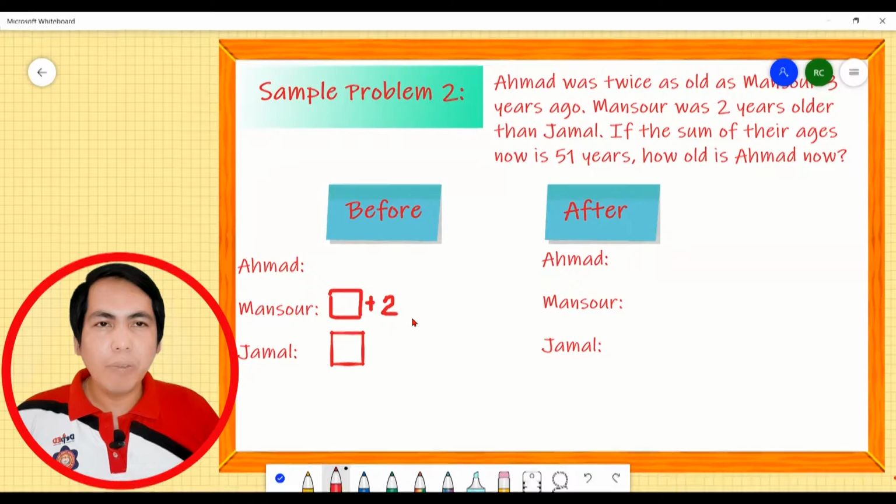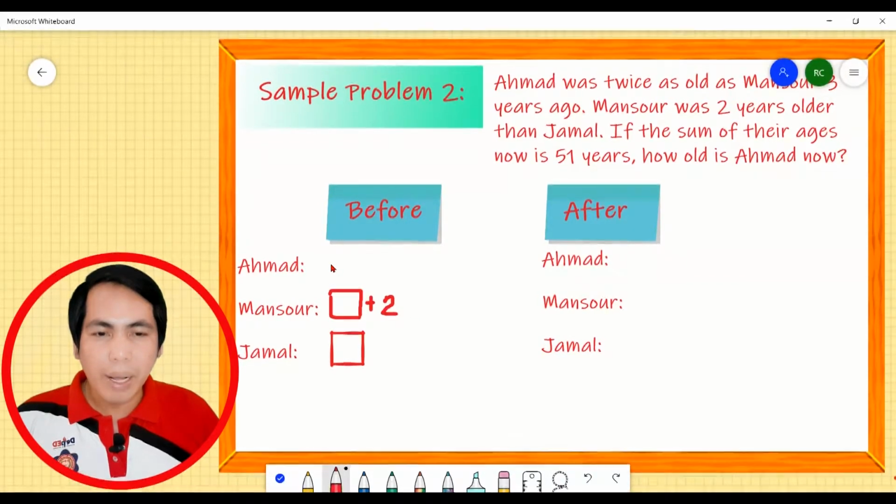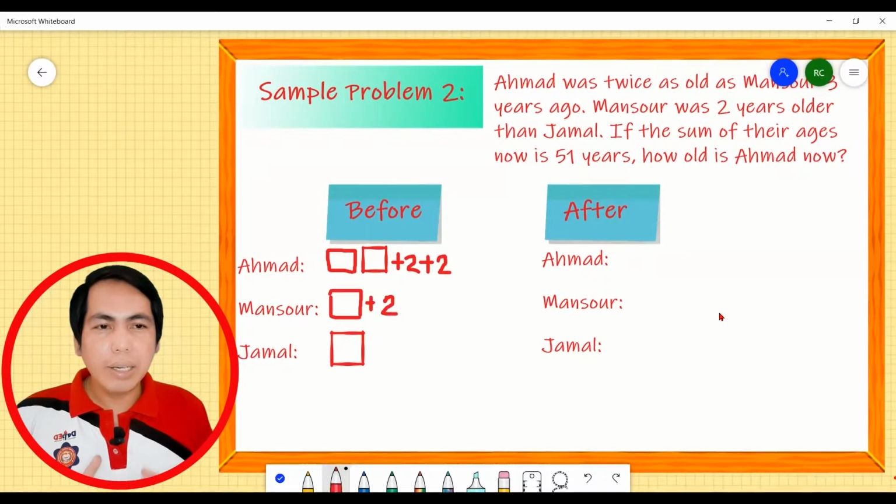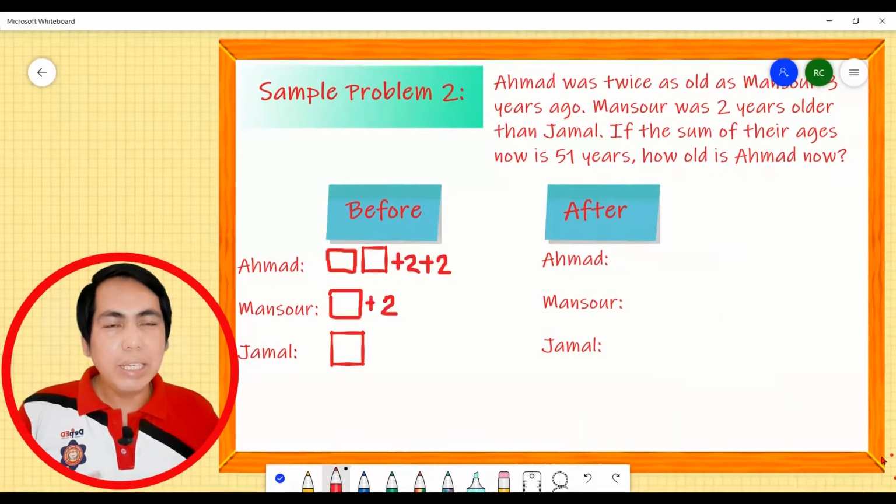So meaning to say, for us to represent correctly the age of Ahmad 3 years ago, we have to double the box. We have 2 boxes, and also double the 2. So we have plus 2 plus 2. So these are the representations for the ages of the 3 persons 3 years ago. How are we going to represent the ages of the 3 persons for this year? So for this year, that is 3 years after.